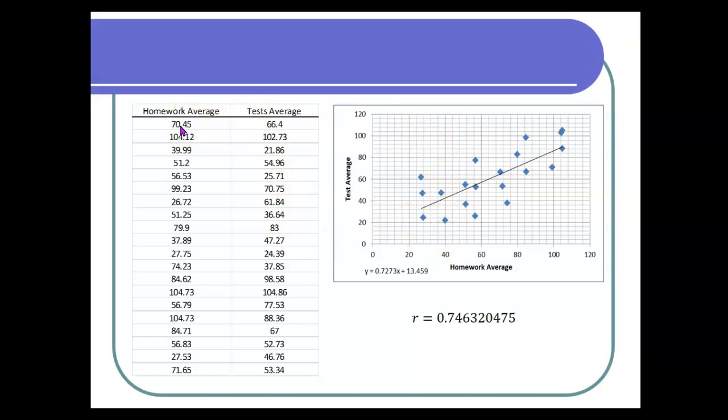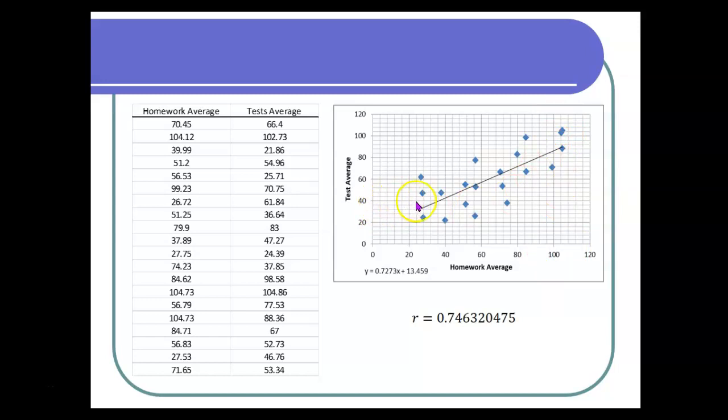So that first student who got a 70.45 homework average and a 66.4 test average, that would be, I think, this dot right here. That's over 70 and up approximately 66. These two dots way up here are the two students who did really well, like over 100%, because there were bonus points apparently. They did really well on both homework and tests.